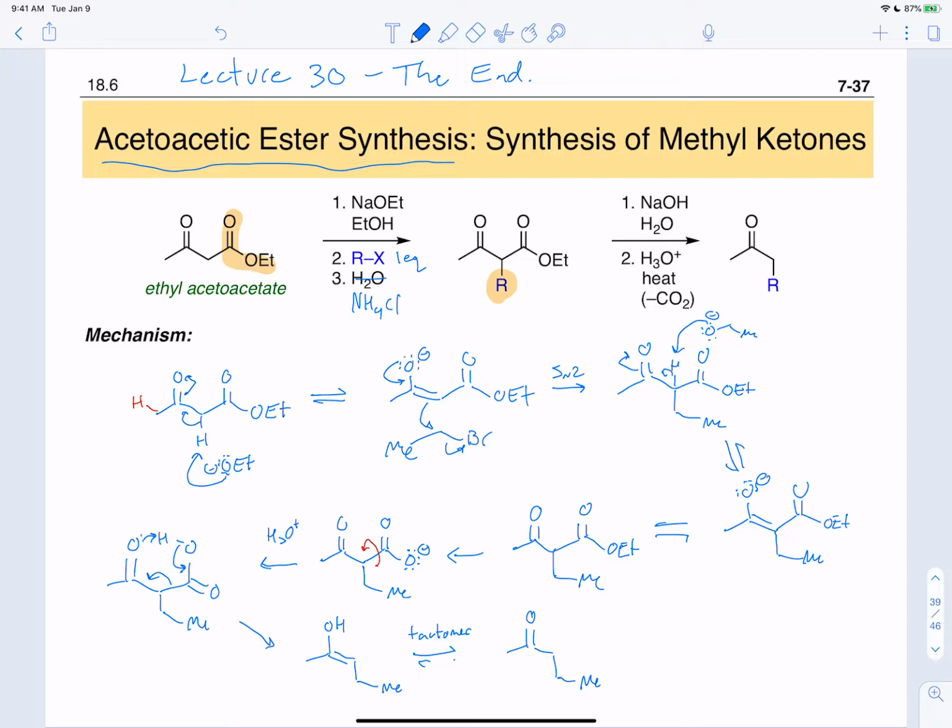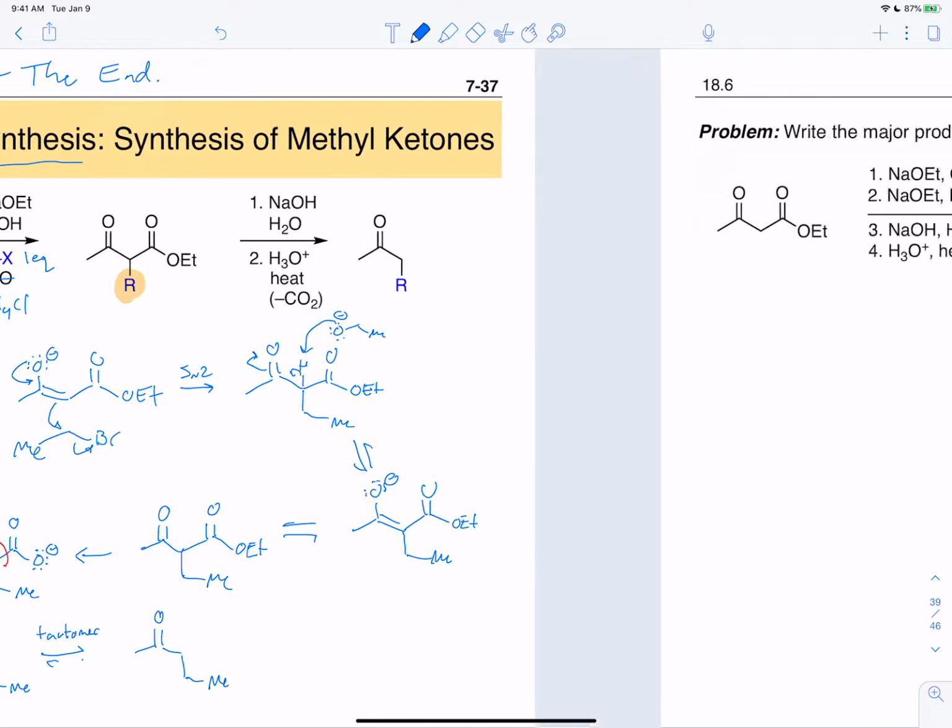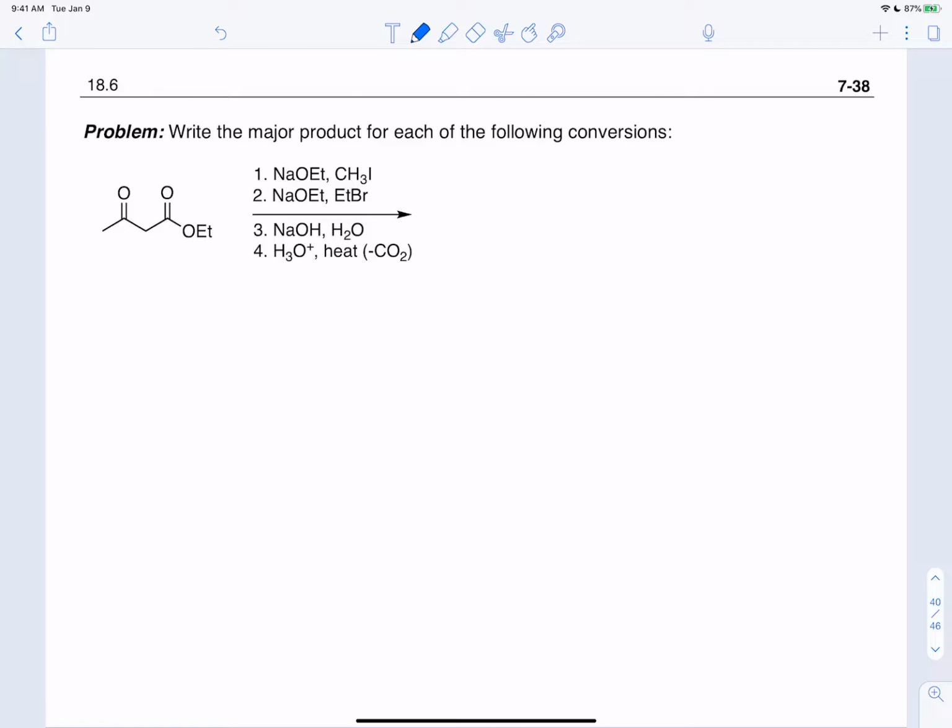So these end up being fairly convenient building blocks because we can reliably alkylate them under fairly mild conditions. We don't need to use something like LDA. We can control installing one versus two different types of alkyl groups. And it provides a nice method for directly making different sorts of ketone derivatives. So it's a few steps, but let's practice an example.